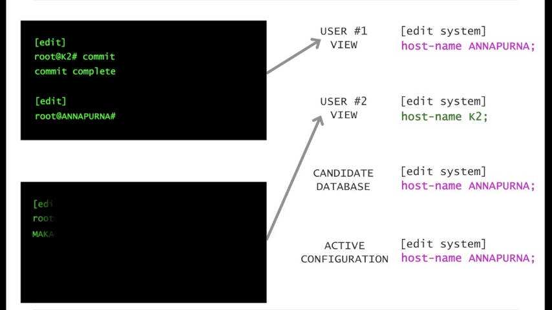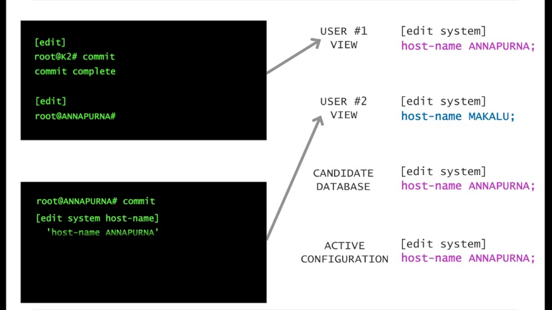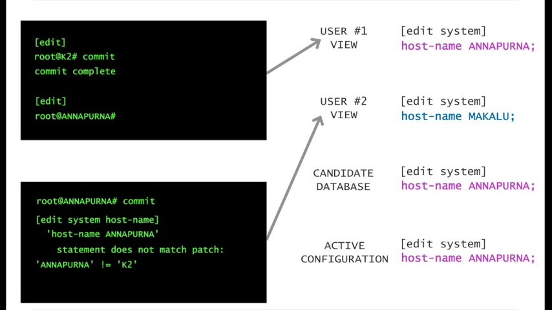Now, user 2 changes the host name to Makalu. As you can see, there is a configuration patch pending to be committed, but it refers to the old host name, so it's outdated. Therefore, the first commit results in a blocking warning and does not proceed.